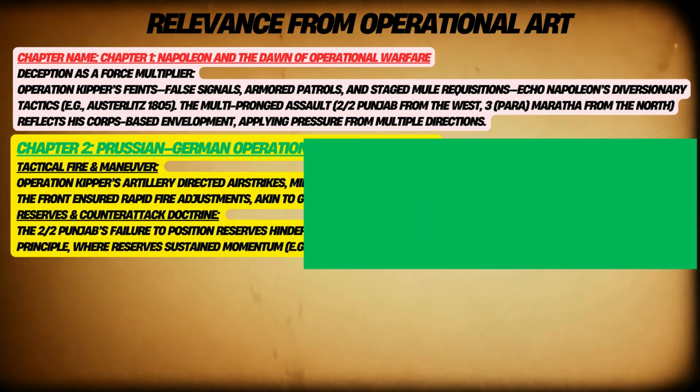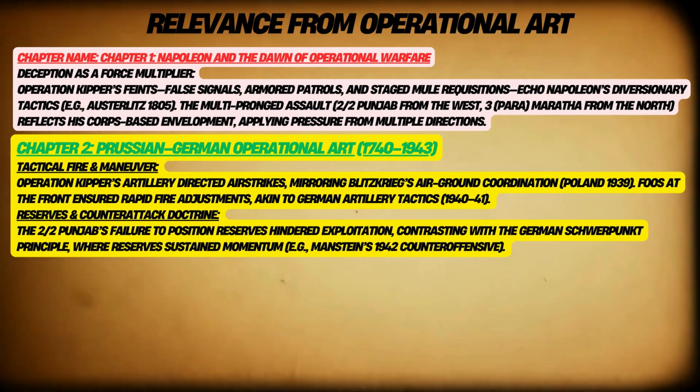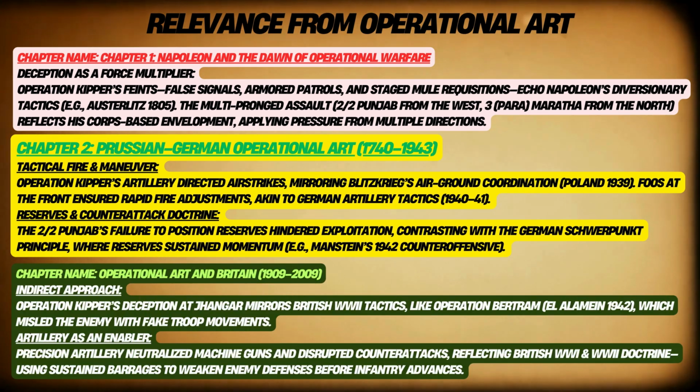Operation Kipper's use of false signals, staged mule requisitions, and feints mirrors Napoleon's diversionary tactics, like at Austerlitz, 1805. Similarly, the multi-pronged assault, 2 Punjab from the west, 3 Para Maratha from the north, reflects Napoleon's corps-based envelopment strategy, applying pressure from multiple directions.